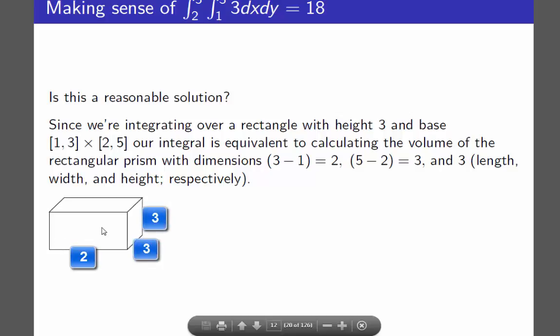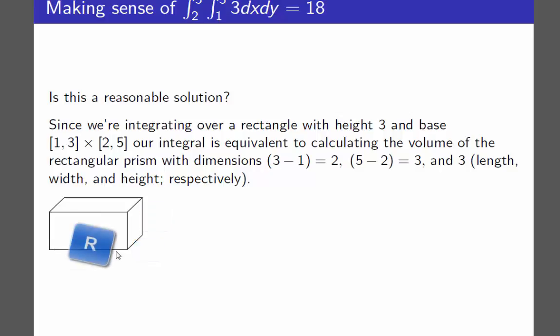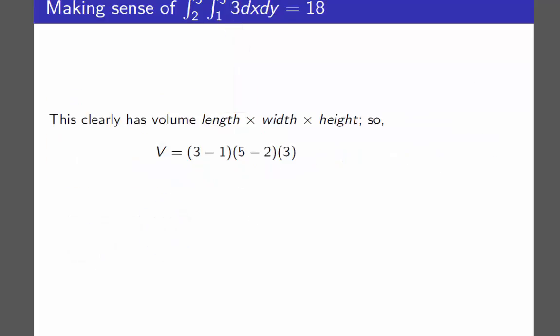So we can think of the base of this rectangular prism here as our region R, and with a height of 3, which would represent our function that we're integrating. It's clear that this box has the volume length times width times height, which is simply V equal to 2 times 3 times 3, or 18. This confirms that our solution to our iterated integral of 18 actually makes sense and is indeed correct.